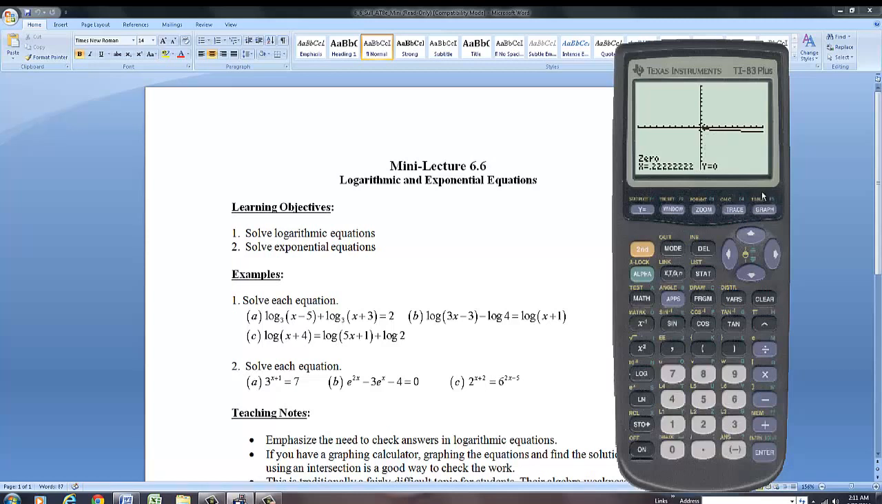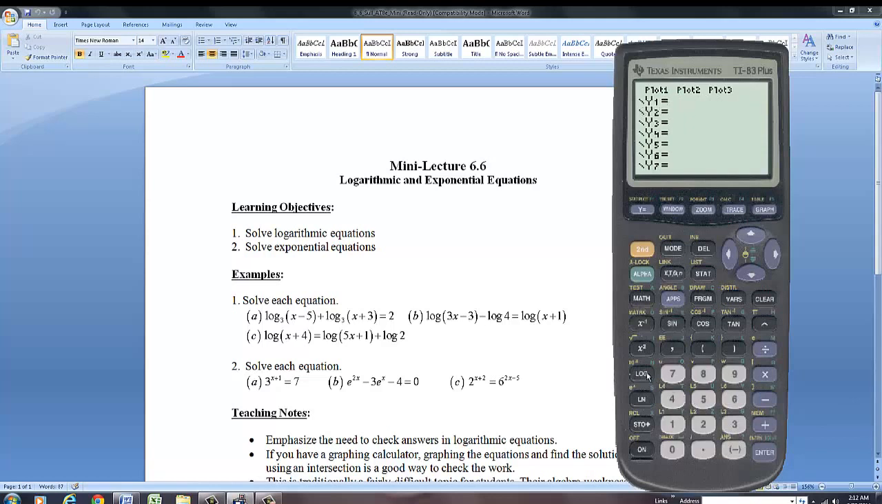Okay. Now, let me clear this, and let's look at this one right here. This has log again to base 10, so we can do that one with what we have here in the calculator. So let me just clear this and enter this one here.